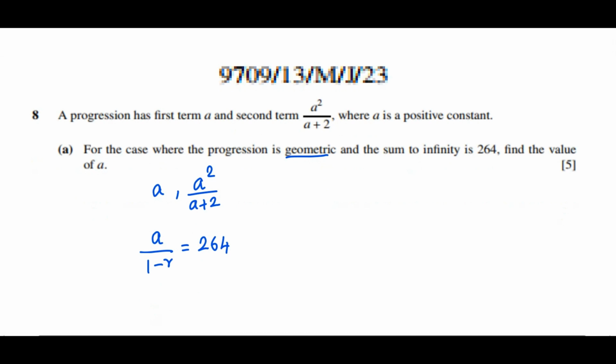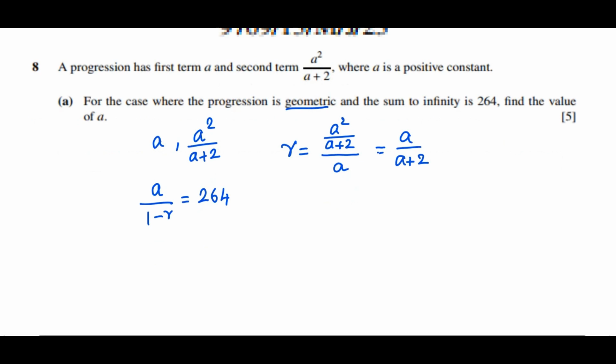So for that, first let's find out the value of r. r is the second term divided by the first term. So a squared divided by a plus 2 divided by a, which is equal to a divided by a plus 2. Let us substitute the value of r in the sum to infinity. So a divided by 1 minus a divided by a plus 2 equal to 264.